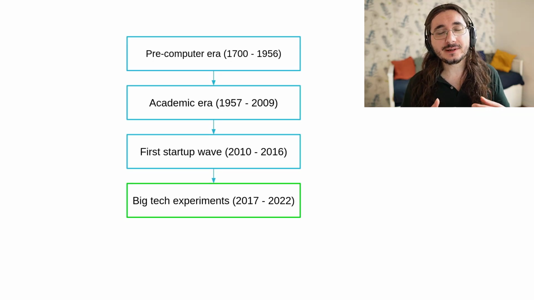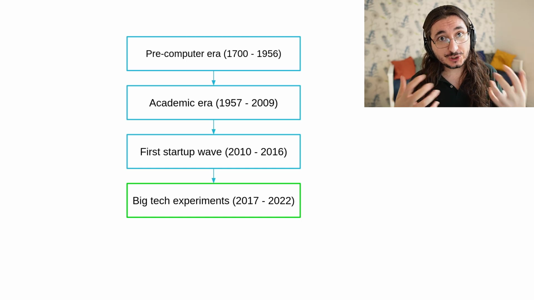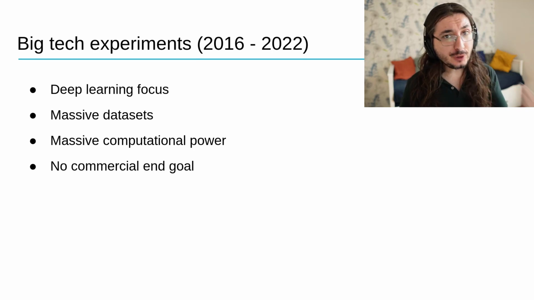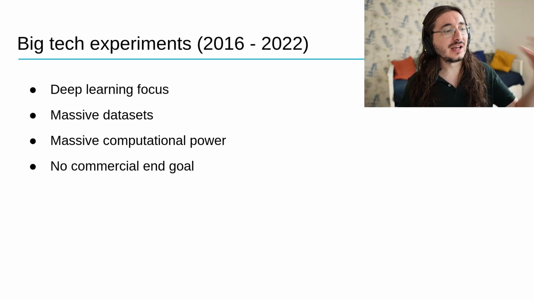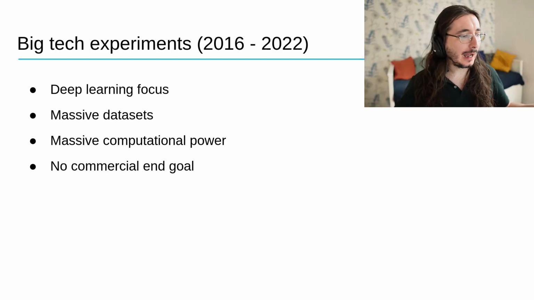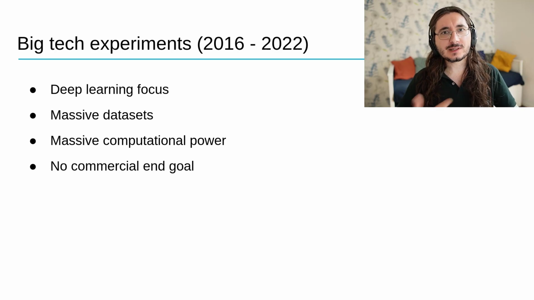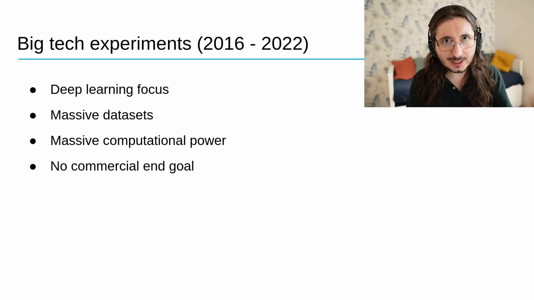We can now move to the fourth era that I call the Big Tech Experiments era. This goes from 2017 until 2022. We have tech giants who take notice of generative music and start using it to experiment with AI. They use generative music as a sort of playground. The technological focus shifts towards deep learning, and they start to use massive datasets and massive computational power to create these large deep learning architectures. They don't have commercial goals at this point, and as I mentioned, they tend to use generative music as a sort of test ground for seeing what's possible with AI applied to a creative space.